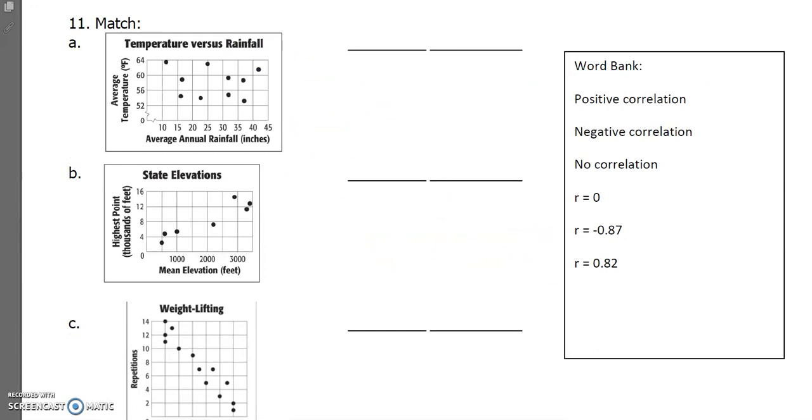Okay, number 11 is asking us to match our graphs with these words over here in our word bank. So let's start with the correlations. Remember, a positive correlation is going to go up like this, a negative correlation is going to go down like this, and no correlation would just be everywhere. So let's see if we can find the positive correlation first. Okay, it looks like this one is going up in that direction. So we're going to say this one is the positive correlation.